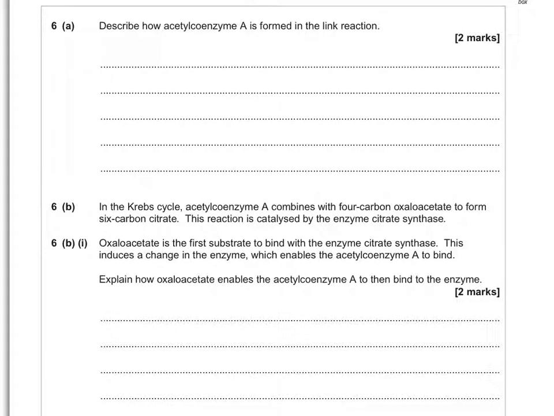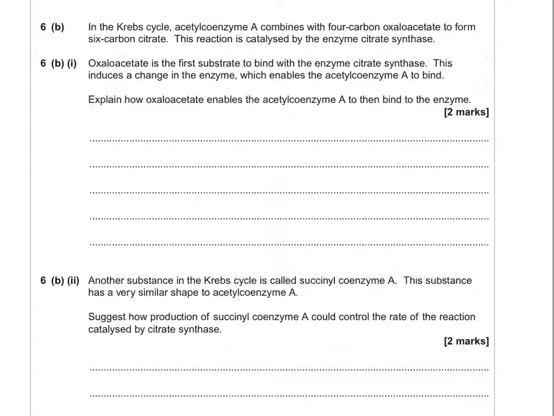Okay, question 6 is very much related to respiration. 6A, a nice opening question, checking again your understanding of your knowledge of acetyl coenzyme A and how it's formed in the link reaction. So to get the 2 marks, they're really looking for you understanding that pyruvate, there's oxidation occurring and hydrogen is removed from pyruvate and carbon dioxide is released, and the addition of coenzyme A.